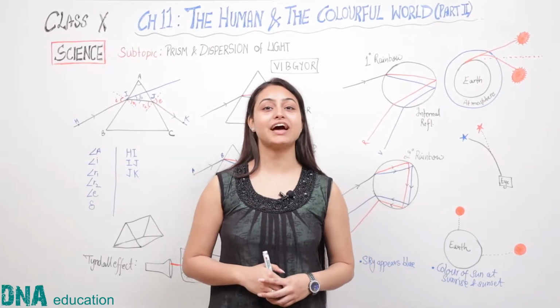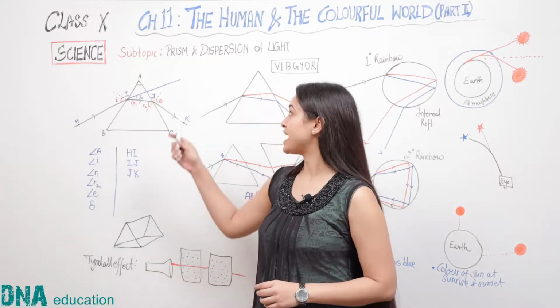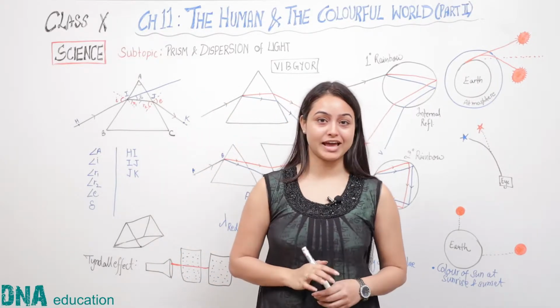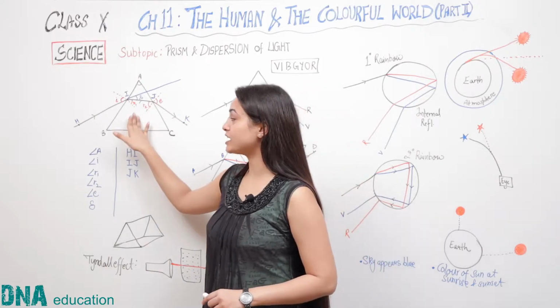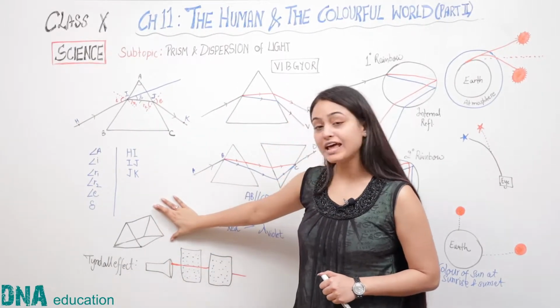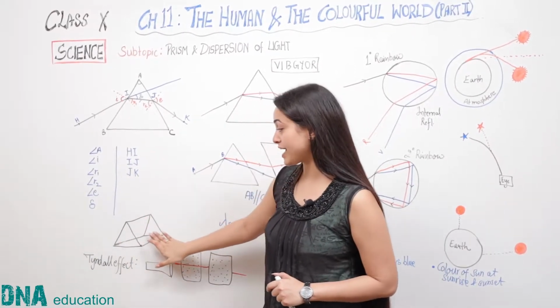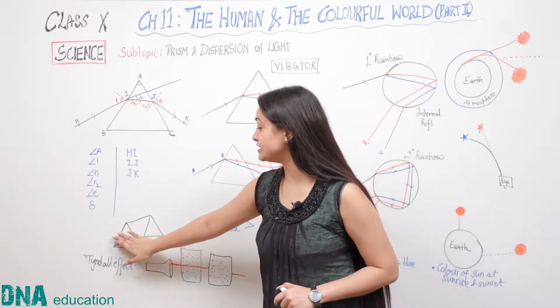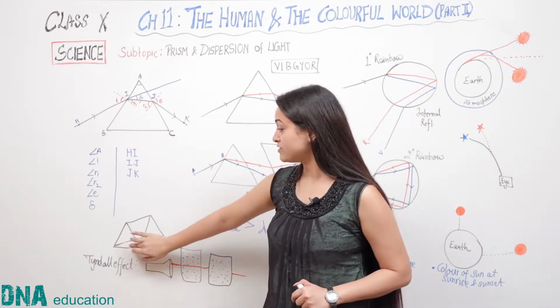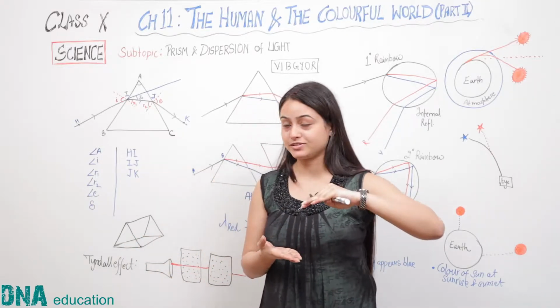I am Himanshi and in this session we will be discussing the next part of the chapter, that is prism and dispersion of light. First of all, let us study about prism. A glass prism looks like this. It is a three-dimensional structure and a triangular prism has two triangular surfaces and three rectangular surfaces. These triangular surfaces are the top and bottom of the prism.